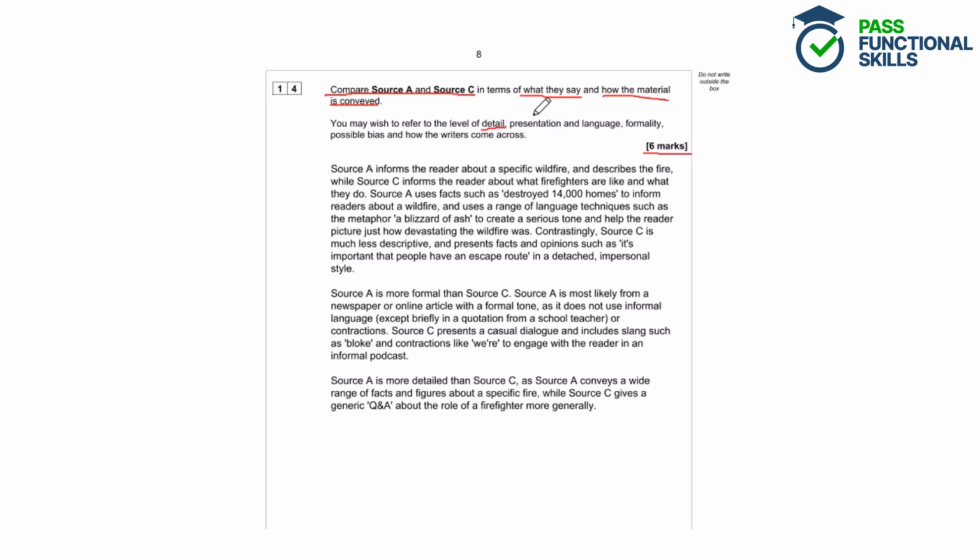Now you don't have to talk about all of these different things because we want to explain what they're saying and how the material is conveyed, and it would take quite a long time to analyse all of these different features. So make sure that you're just choosing a few aspects of the question that you're familiar with. So for example, if you're not sure about the difference between a formal text and an informal text, then you wouldn't want to talk about formality because your answer could be inaccurate. So let's have a look at the answer.